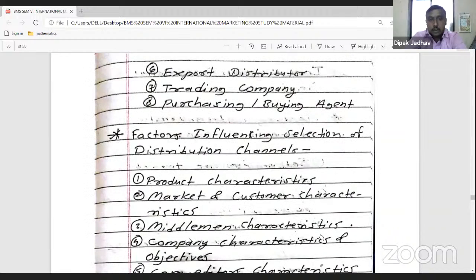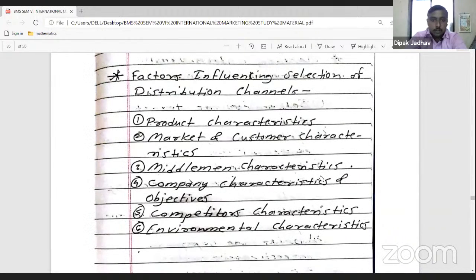The factors influencing the selection of distribution channel: how we can choose the proper or appropriate distribution channel for the international market. First thing is the product characteristics. Is your product perishable, what is the shelf life of the product, and who is going to purchase it, the payment terms, etc.